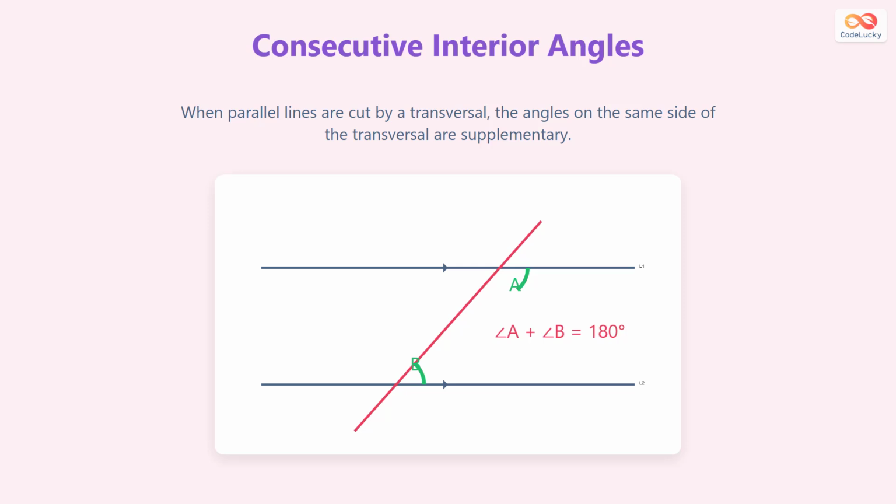Supplementary angles appear frequently in more complex figures, such as parallel lines cut by a transversal. The interior angles on the same side of the transversal line, labeled A and B here, are supplementary. This is a key property used in many geometry proofs.